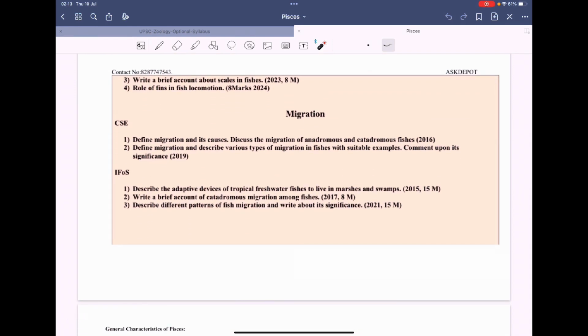The migration is an important topic, and the questions have been asked about the types of migration, that is anadromous and catadromous. We will explain this in detail.